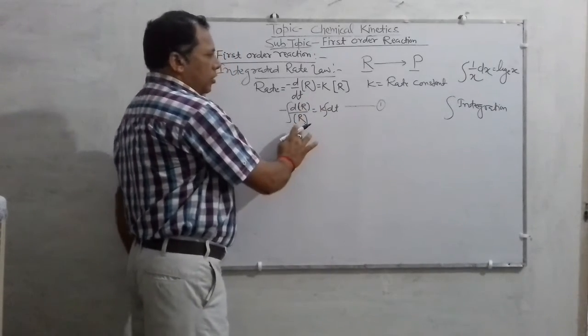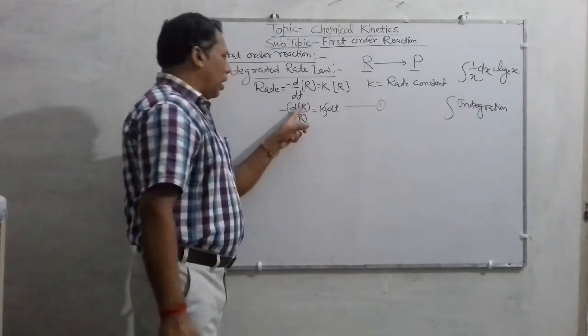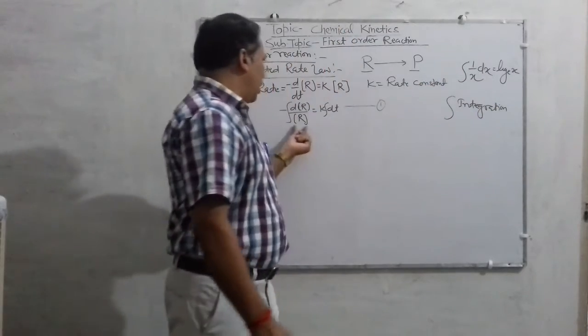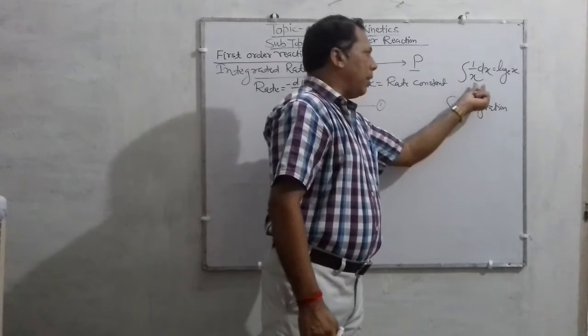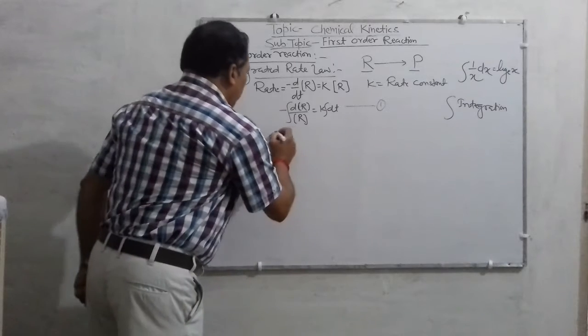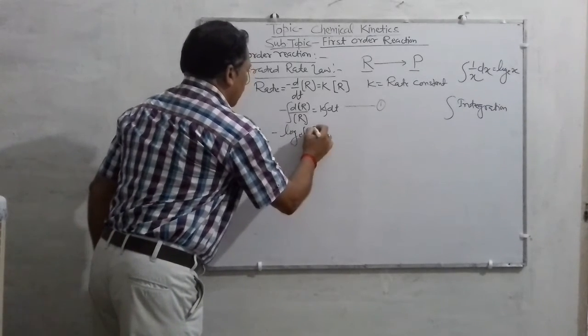The integral of dr by r is analogous to this formula. It means the integral of dr by r is similar to dx by x. The integral of dx by x is log x. So similarly, the integral of dr by r will become minus log e r.